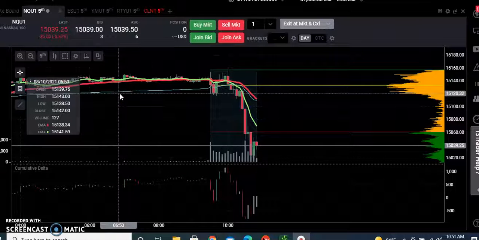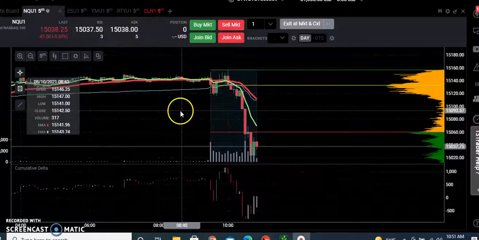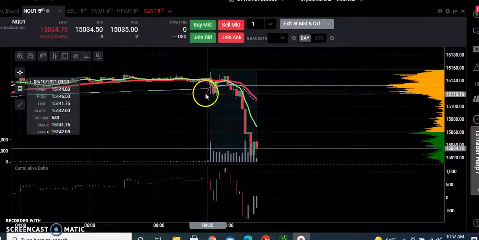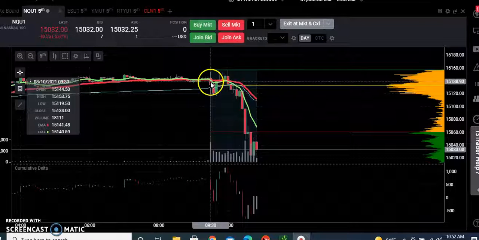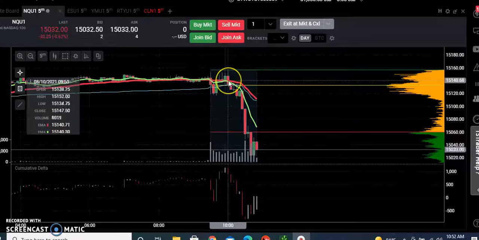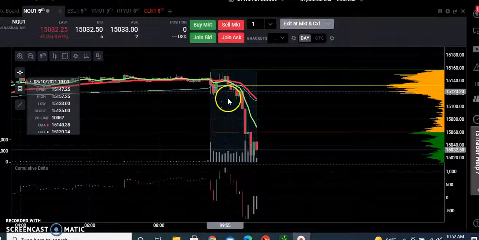Hello, everybody. It is the 10th of August, 2021 on the NQ E-mini 5-minute chart. I traded my normal first 5-minute candle, and it failed on me. I got filled, got knocked out, a 5-point loss, $100.